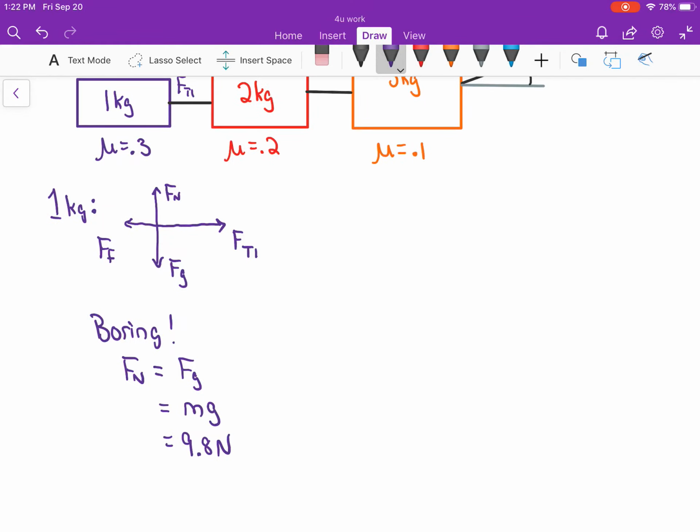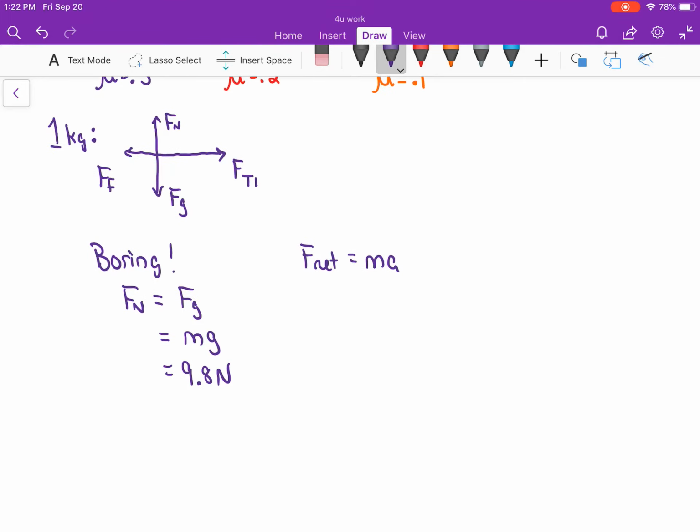In the horizontal, we'll set up F net equals ma. We've got a tug of war. The string is pulling it forward, that's our FT1. Friction's pulling it backwards, and that's equal to ma. I don't know what the tension is, just going to call that FT1. Friction is always mu times Fn, and that will be equal to ma.